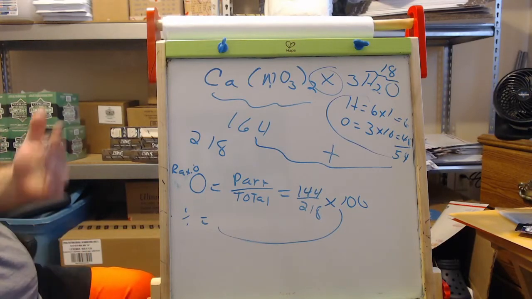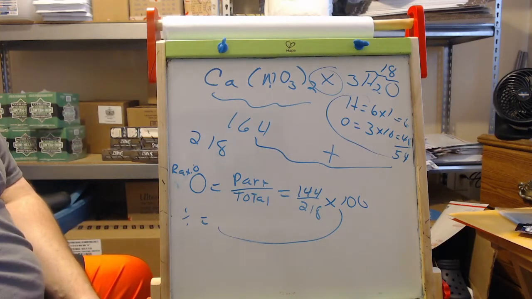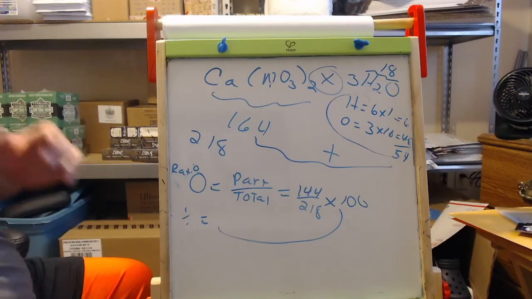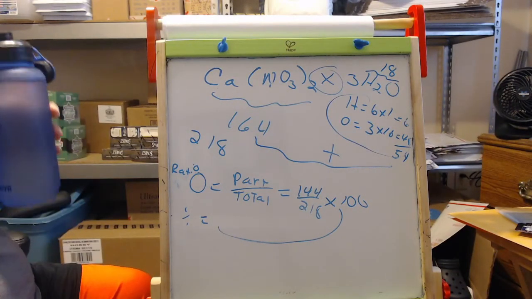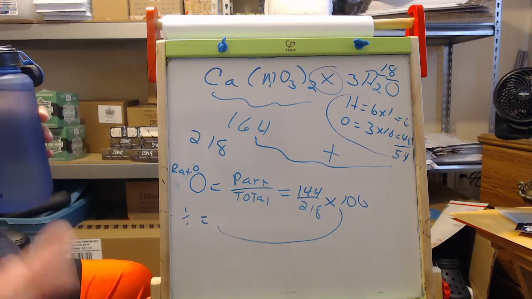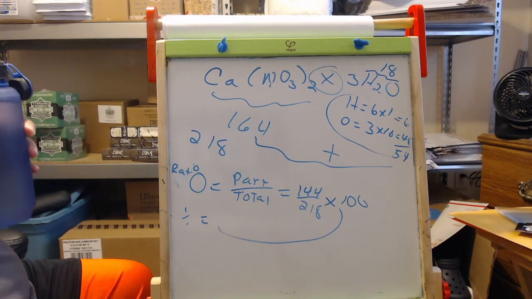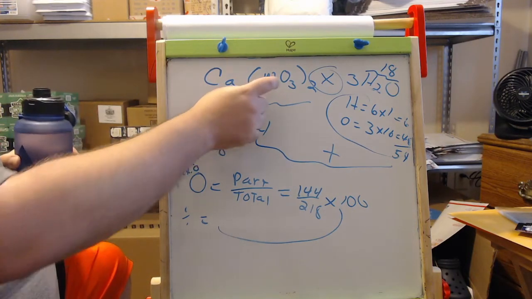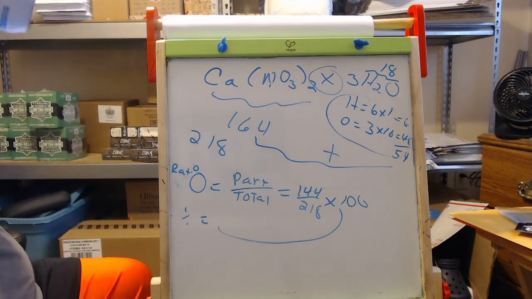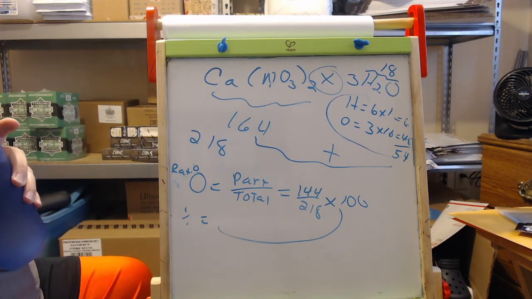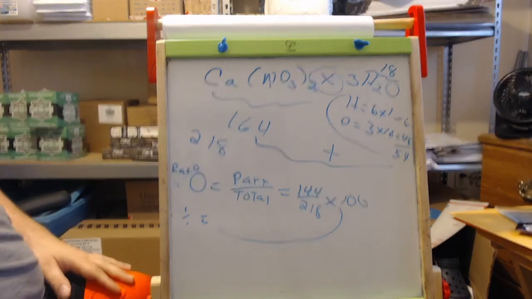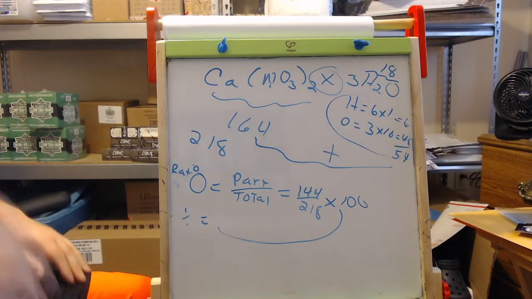That's known as finding the parts by mass of each individual component. If you find all the parts by mass, or all the ratios, they should add up to 1. If you find all the percentages, they should add up to 100, to double check your answer. So I'd have 4 different parts: calcium, nitrogen, oxygen, and hydrogen.